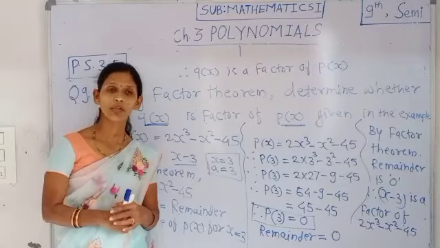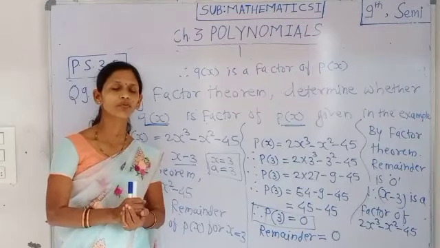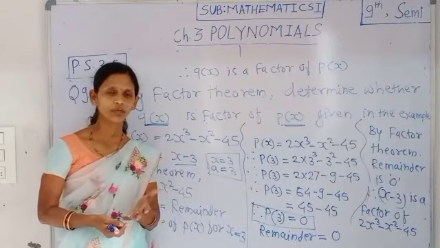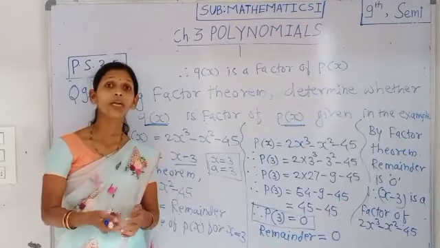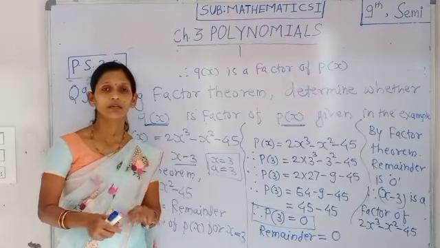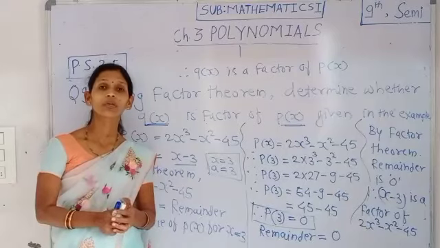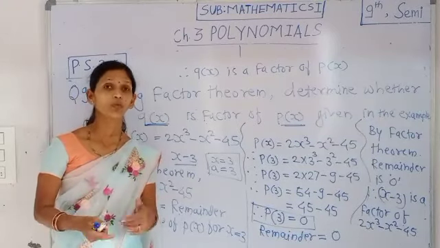Then you should solve the remaining examples from practice set 3.5, which are based on the factor theorem, the remainder theorem, as well as finding the value of a given polynomial for a given value of the variable.